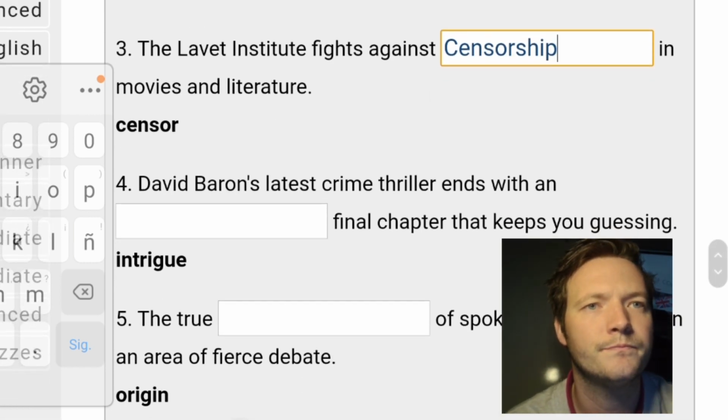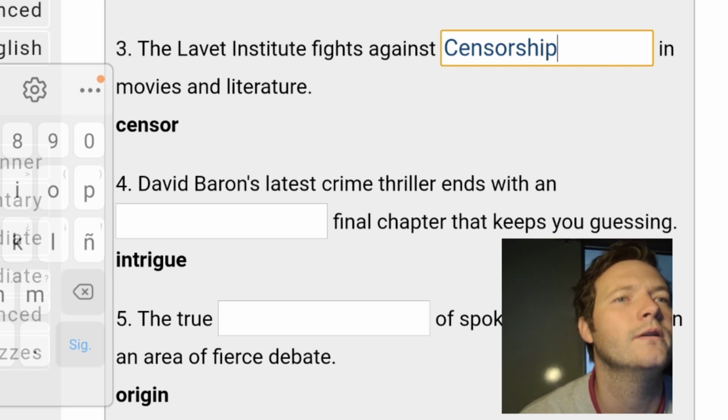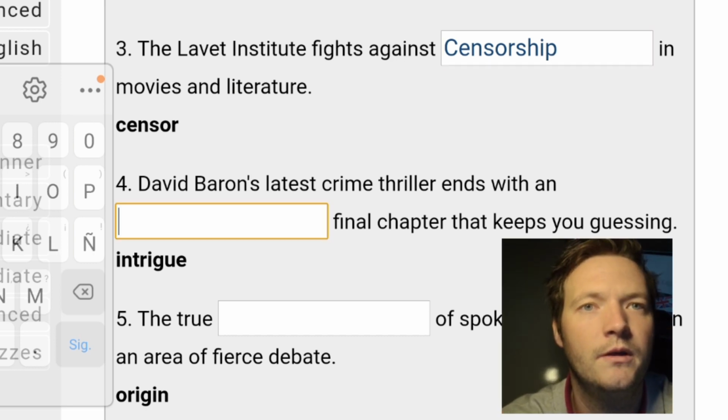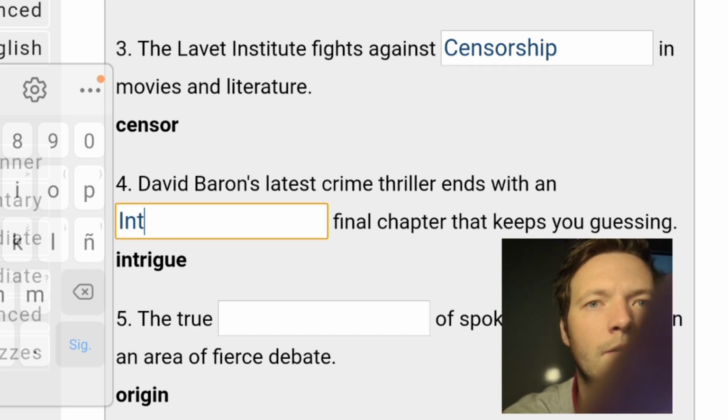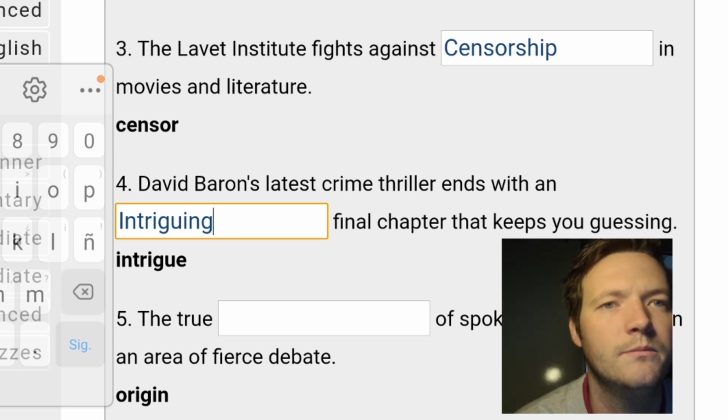David Barron's latest crime thriller ends with an intriguing final chapter that keeps you guessing. Yeah, for some reason intriguing keeps coming up. An intriguing final chapter that keeps you guessing.